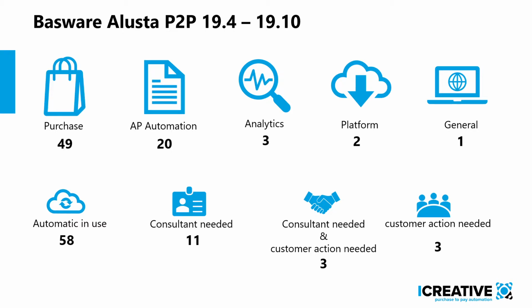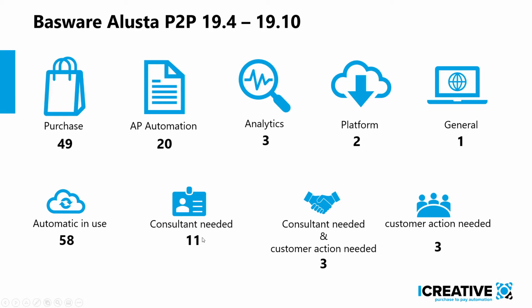The bottom line is very important, because here you can see that 58 of the 75 are automatically in use, which means that every update is done in the weekend. When you close down on Friday and start up on Monday, it's possible that 58 of the new features you can automatically use.